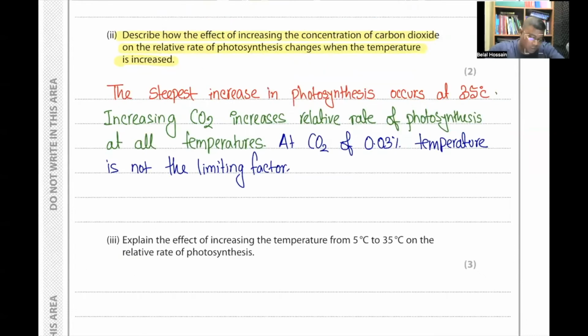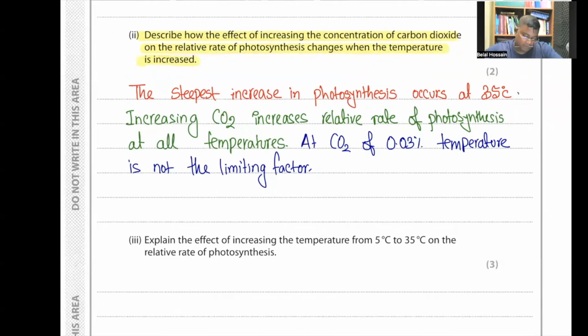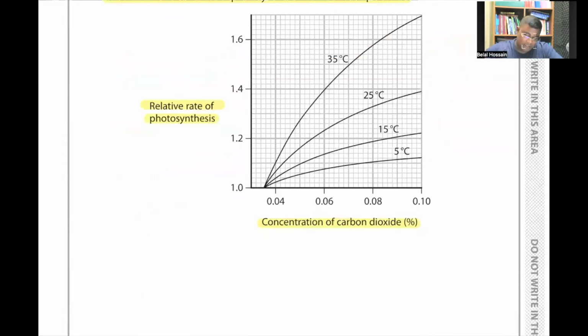So, guys, the question was, describe how the effect of increasing concentration of carbon dioxide on the relative rate of photosynthesis changes when the temperature is increased. If we notice, at 0.03% concentration of carbon dioxide, no matter at which temperature, they all start at the same relative rate of photosynthesis. So at 0.03% concentration of carbon dioxide, temperature is not the limiting factor. There is something else other than the temperature which is the limiting factor.